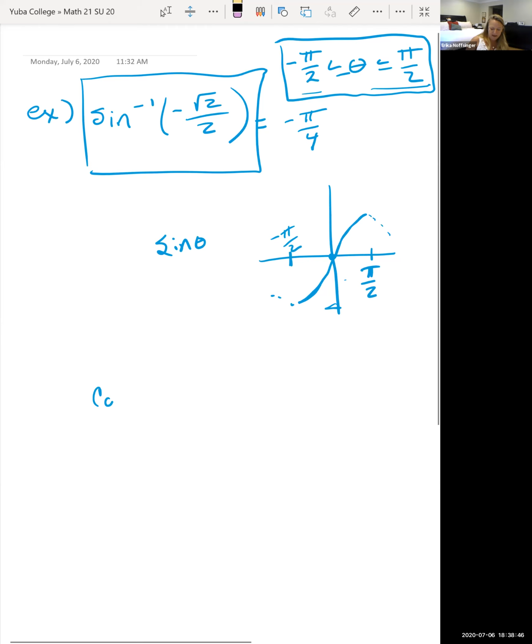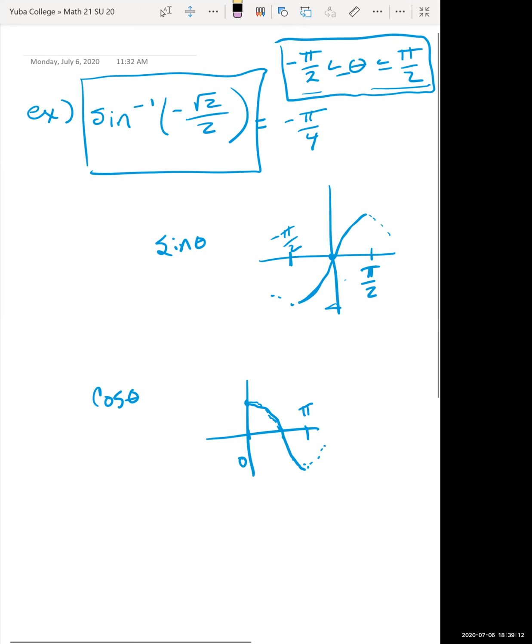But cosine theta, if you look at the graph of that one, it started at the max and then it came down. And so it doesn't start repeating itself until you hit pi. Then it's going to come back up here. It's no longer one-to-one. And so that's why we limit cosine inverse between 0 and pi. Same sort of reasoning with the other trig functions. You have to make it so that the original trig function is a one-to-one function and have it between those bounds.